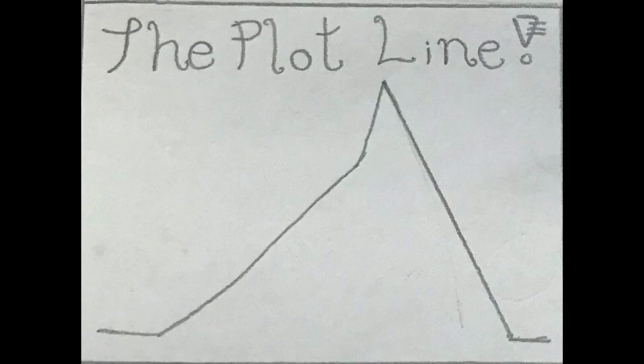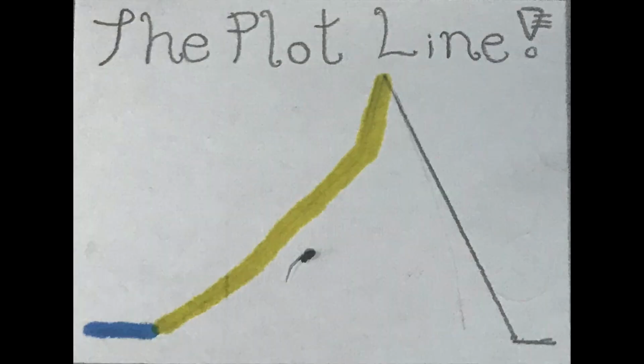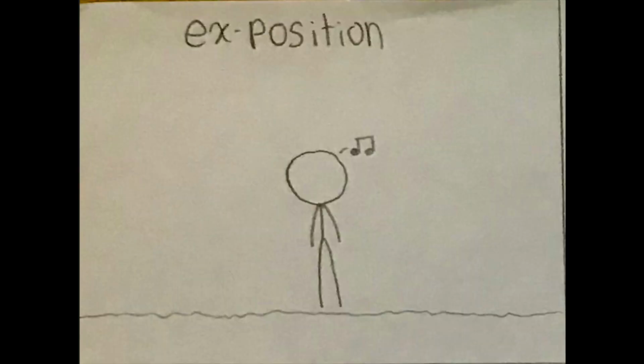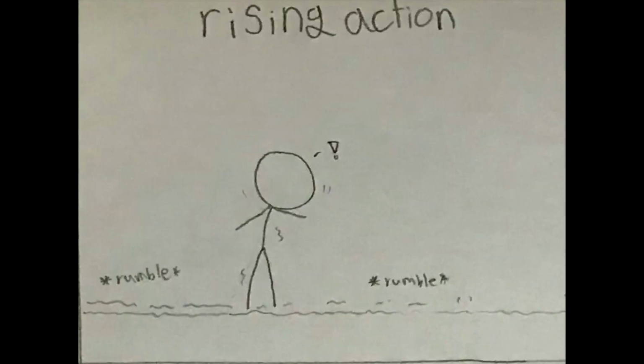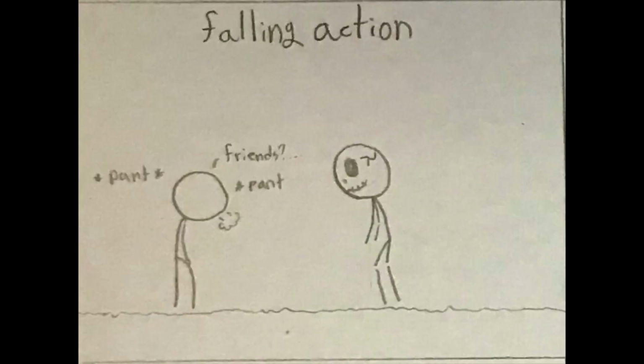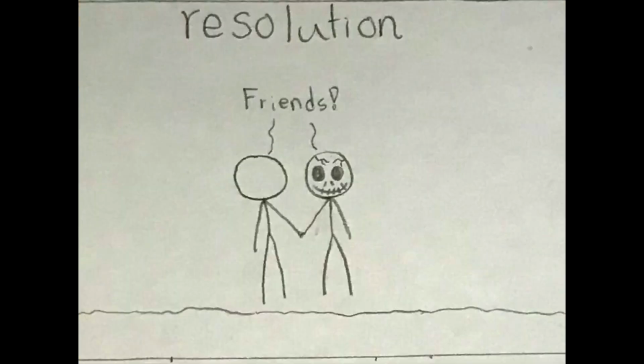Part 2. This is the plotline: exposition, rising action, climax, falling action, resolution. In exposition, the characters and the setting are introduced. In rising action, the conflict starts to rise. The tension peaks at the climax. In falling action, the conflict starts to be solved. In the resolution, the conflict is solved and there is a satisfying ending.